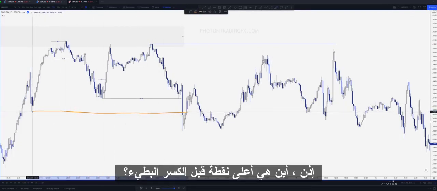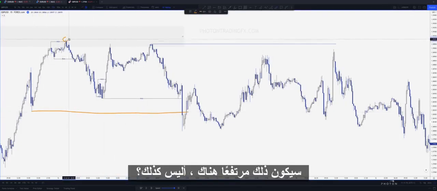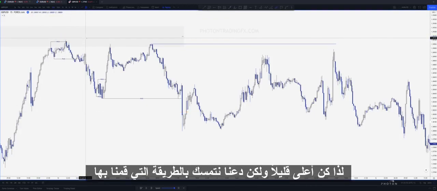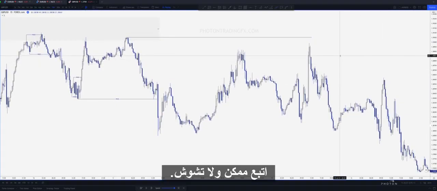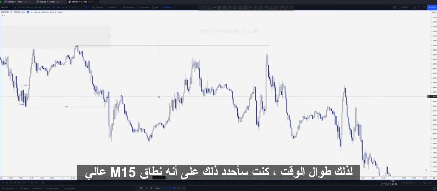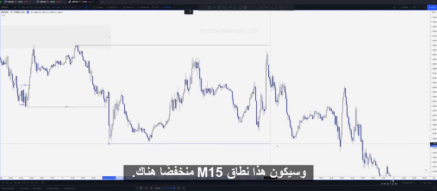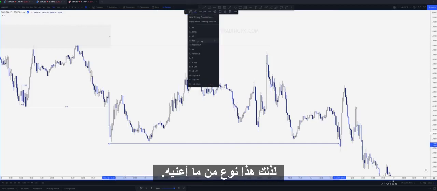So where is the highest point before this low broke? That would be the high there, right? So it's just a little bit higher. But let's stick with the way we've got it now, just so we can keep this as simplified as possible and not get too confused, okay? So this whole time, I would have that marked out as my M15 range high, and this would be my M15 range low there, right? So this is kind of what I mean.